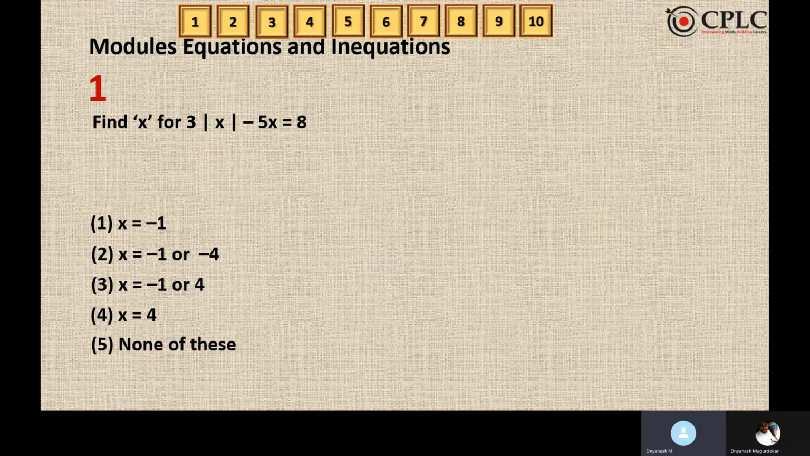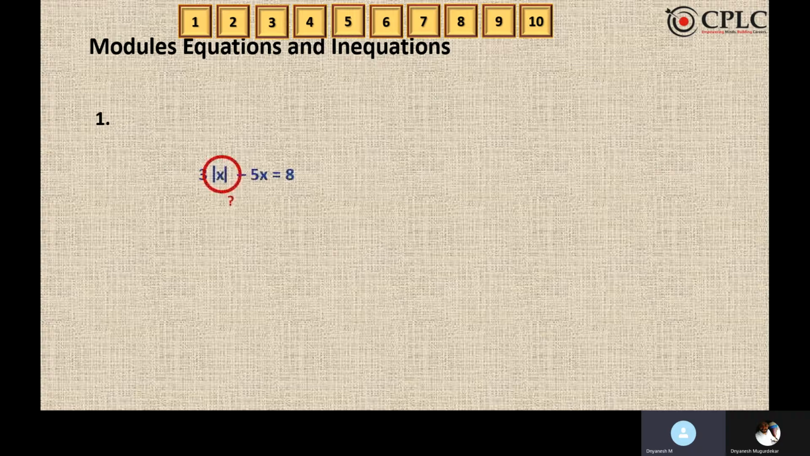Whenever you are dealing with modulus, there are always two cases that you will have to solve for. That is, whatever is inside the modulus is either positive or negative. These are the two assumptions you will have to make and solve for the cases respectively.